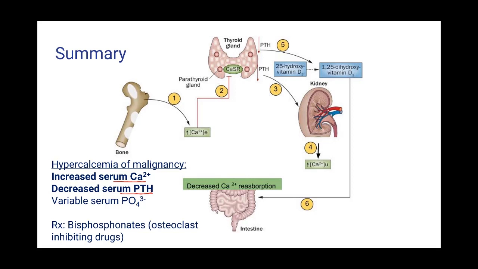The serum phosphorus levels may be variable, and the treatment in this situation is a drug class called bisphosphonates, which basically are drugs that inhibit osteoclasts. Osteoclasts are the bone cells that bring about breakdown of bone to release calcium. That action is blocked by the bisphosphonates.